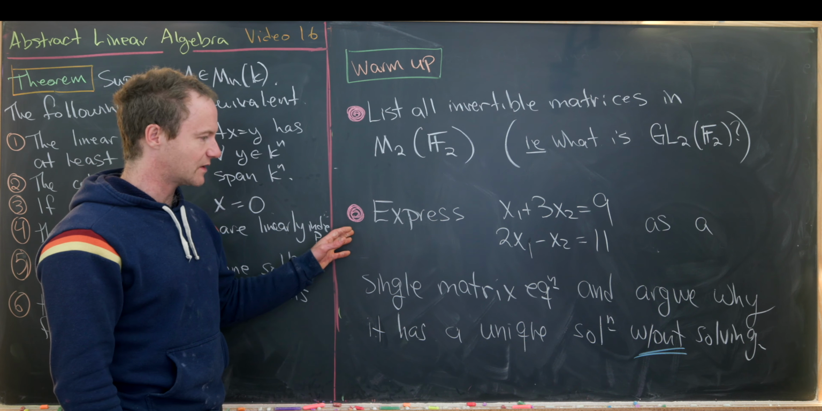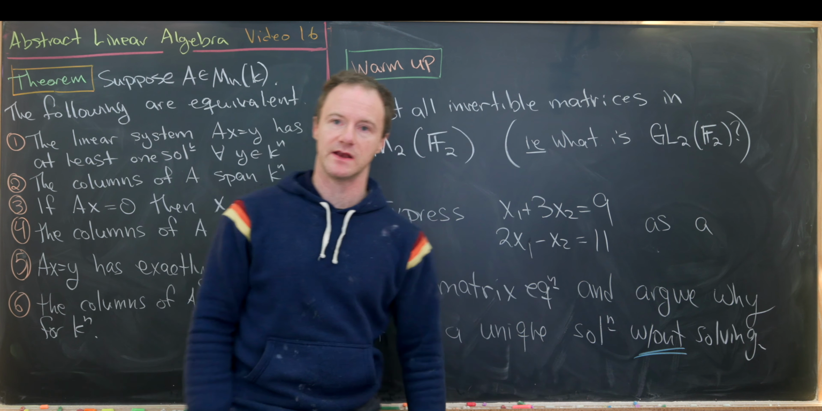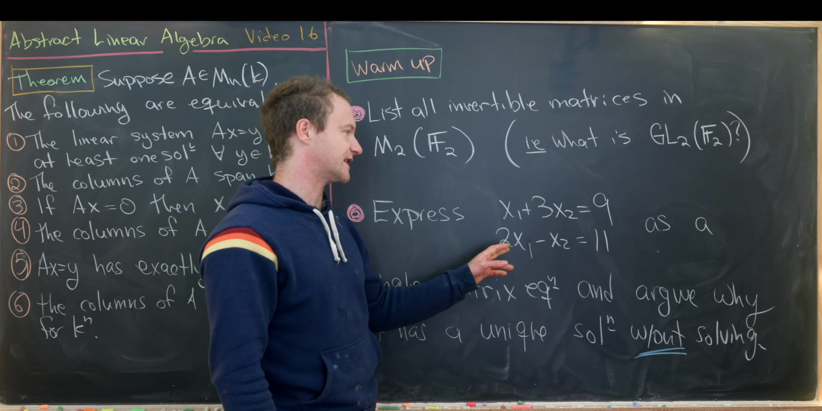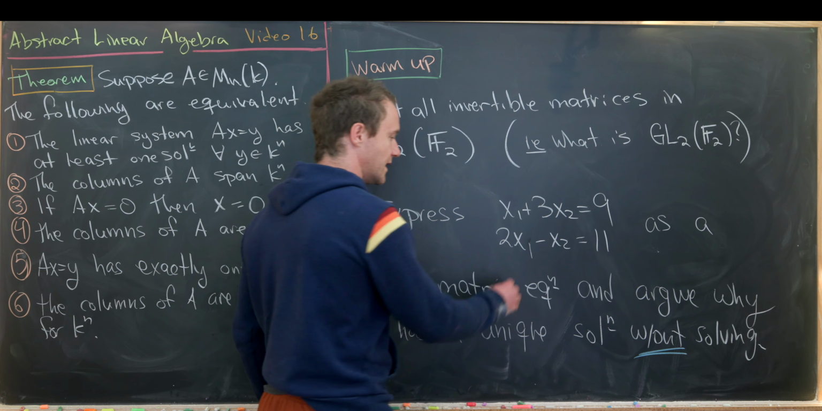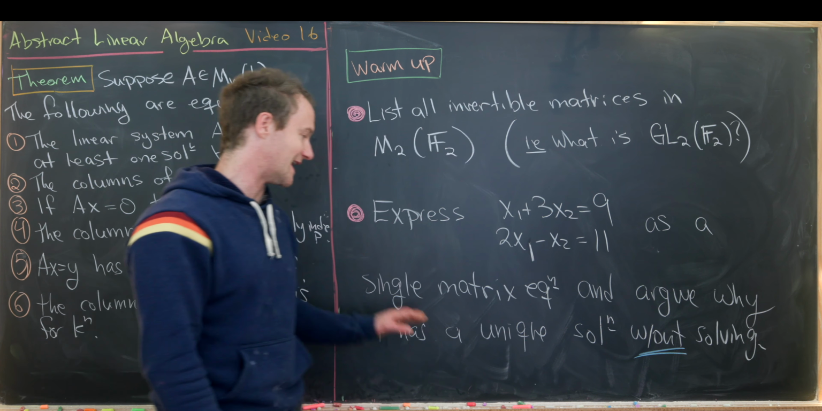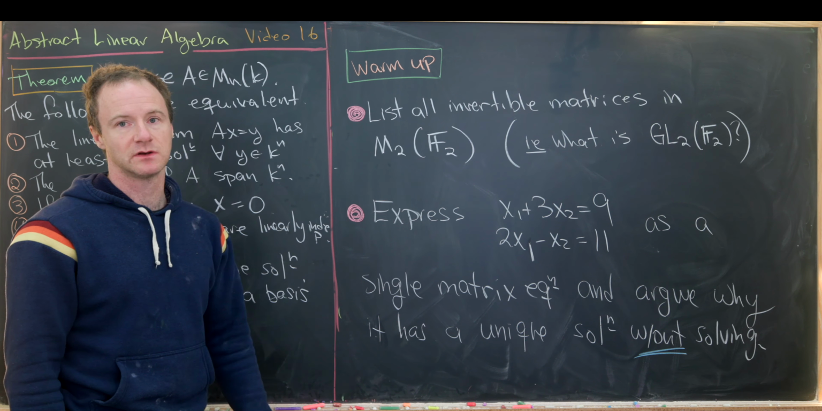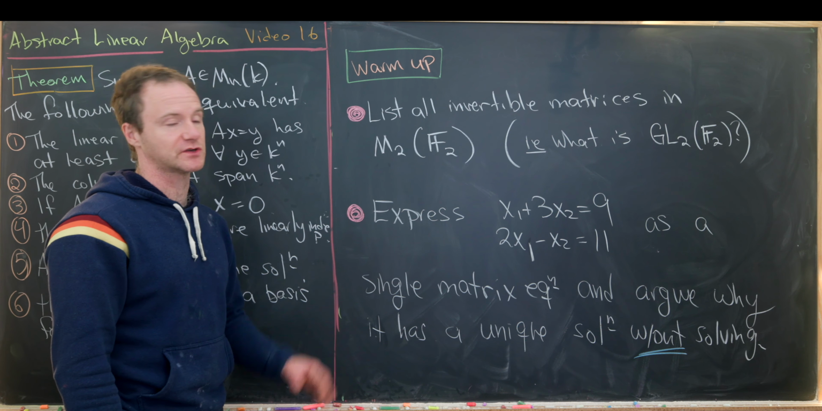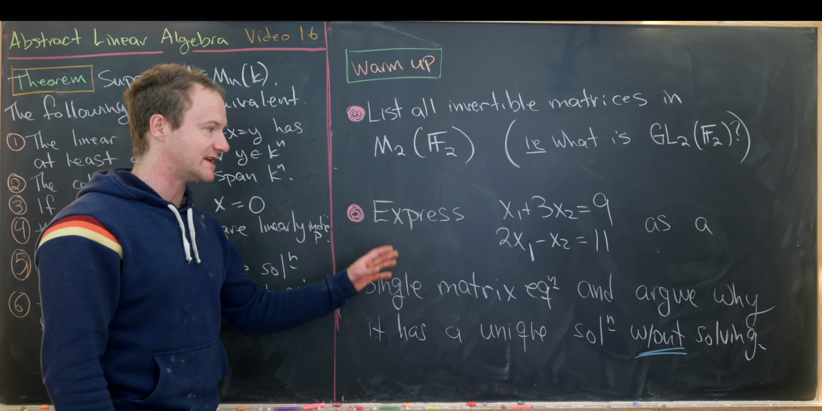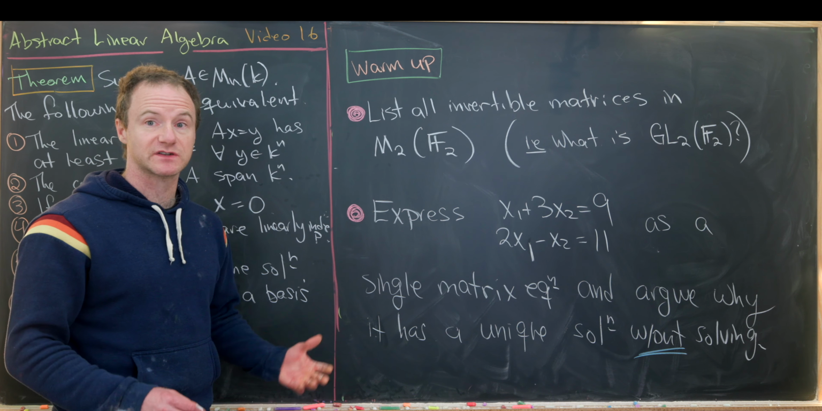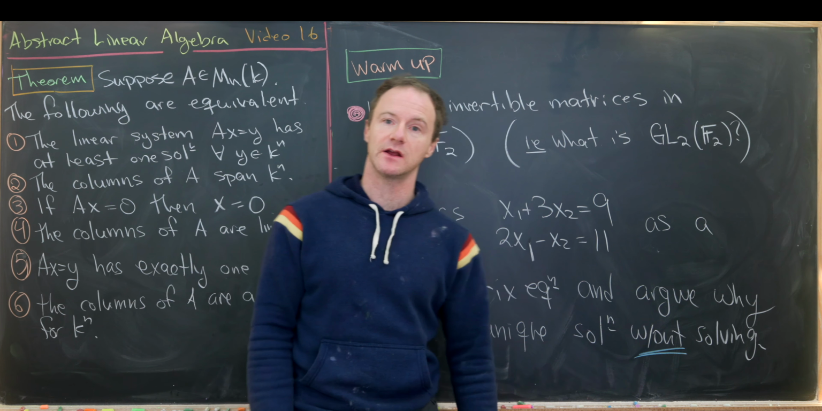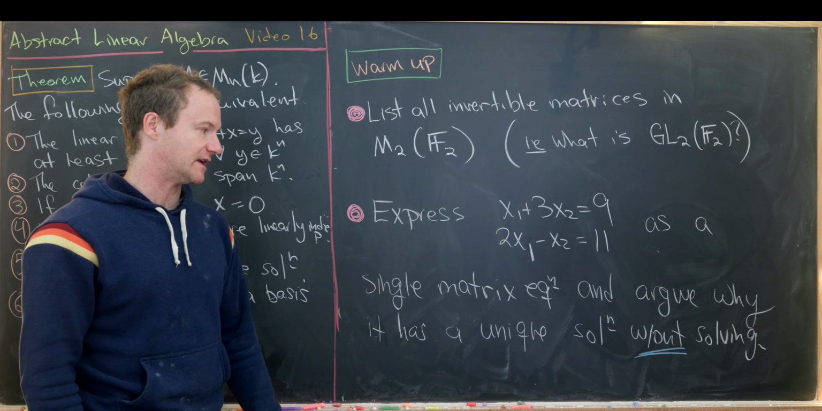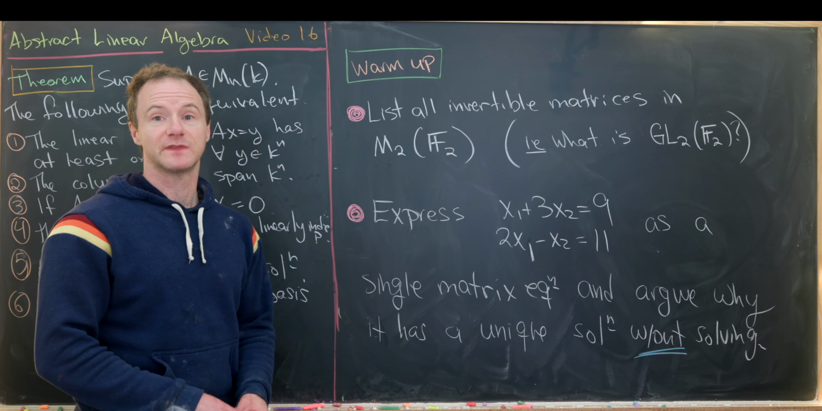Okay, so the second one has to do with this theorem right here. And that is express x1 plus 3x2 equals 9 and 2x1 minus x2 equals 11 as a single matrix equation, and then argue why it has a unique solution without solving it. So just write down the matrix equation and then use some results that are maybe over here to say why it has a unique solution, but do not find that solution. Okay, that's a good place to stop.